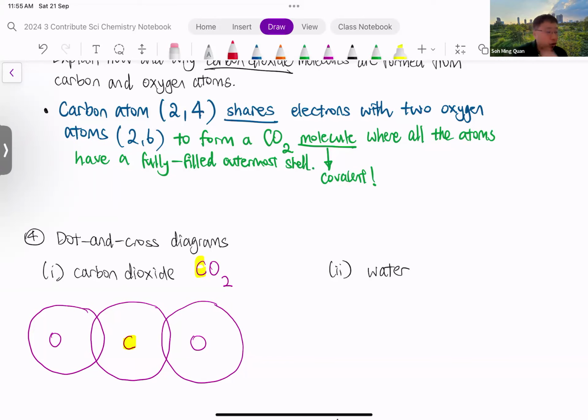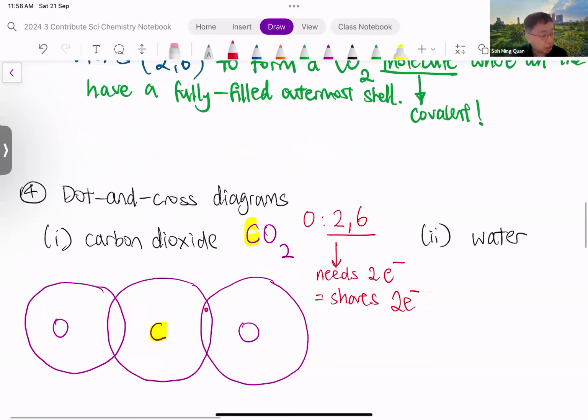Then you think, okay, oxygen is 2,6. Think about the atoms at the side. Oxygen is at the side. Oxygen, 2,6. 2,6 means you need 2 more electrons. Right? Because you have 6 valence electrons, it needs 2 more electrons. So it shares 2 electrons with carbon. What does sharing 2 electrons mean? It means this.